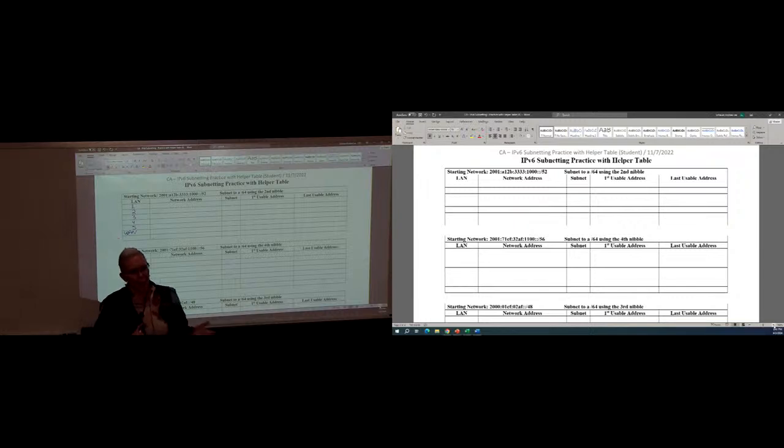Now, does the size of the network matter? It doesn't matter, right? I will tell you, if you're doing IPv4 and IPv6, I usually do them in the same order, right? And since with IPv4 we always have to do it by the biggest network to the smallest, pretty much the IPv6 will go the same way, just so they match up, okay?